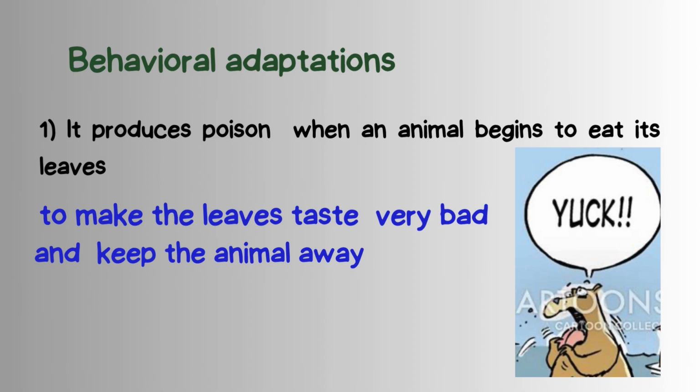First one, it produces poison when an animal begins to eat its leaves. And we might think the acacia tree kills animals, but in fact, it doesn't kill the animals. It only makes the leaves taste very bad, so animals can't continue eating as they feel yucky. What? This is bad, okay? So it produces poison to make the leaves taste very bad and keep the animals away from the tree, okay?